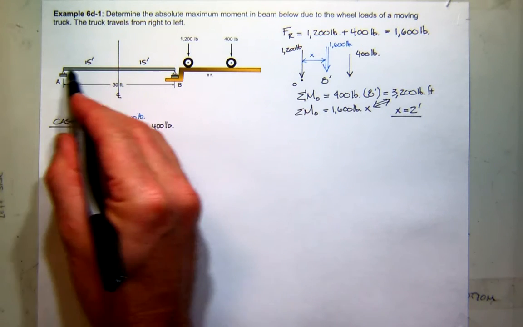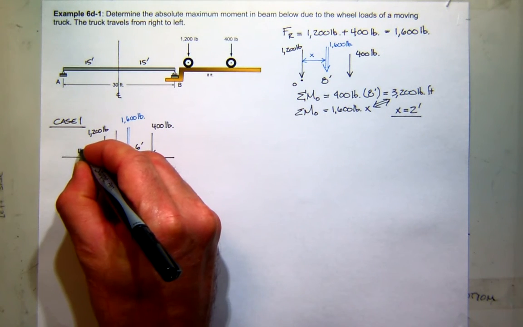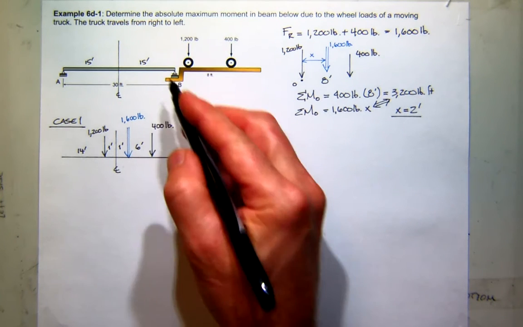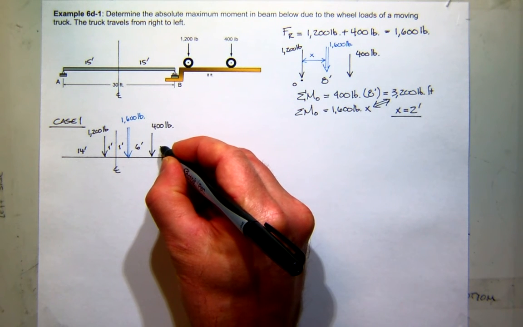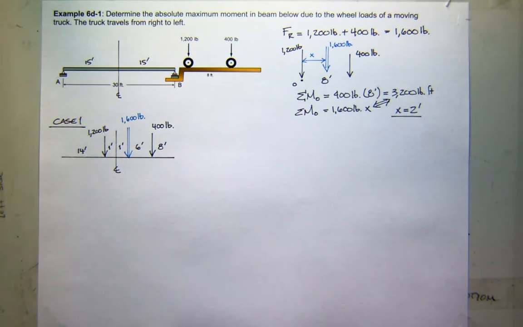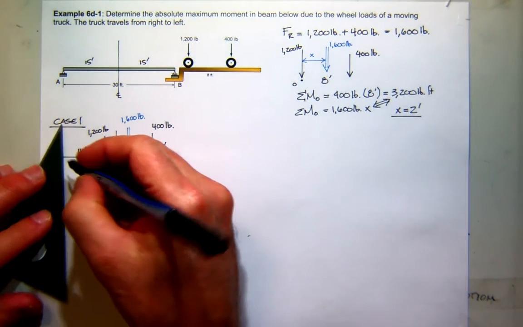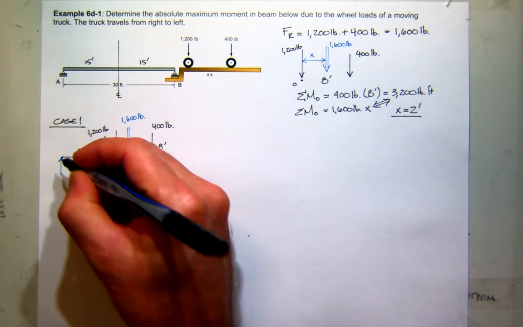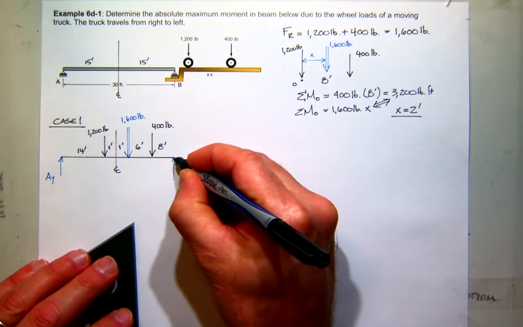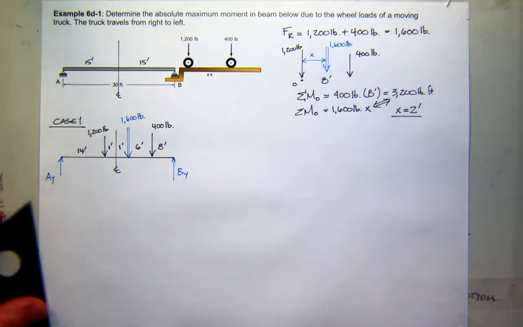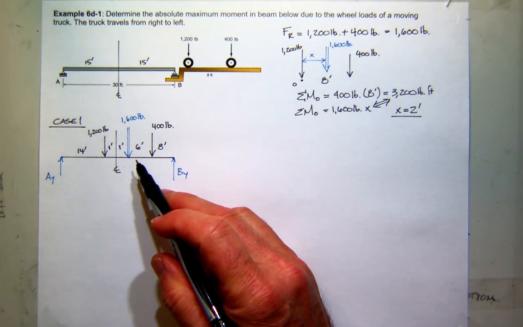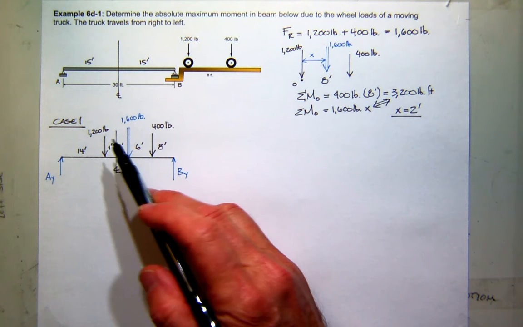So since this is 15 feet and this is 1 foot, that means this is 14 feet. And from the center line, this is 7. 7 from that, that means this is 8 feet. So now I know where every force is. And then, of course, I would still need to possibly look at my reaction at A and my reaction at B. So I've now taken a moving load problem and reduced it to a problem that you've worked many, many times before. Here's some loads.